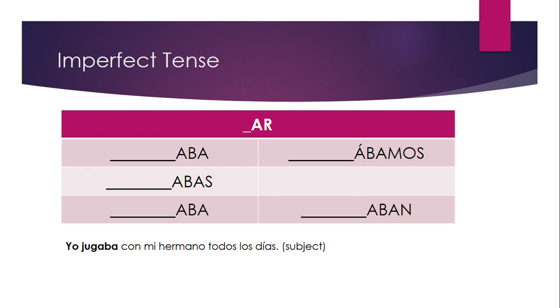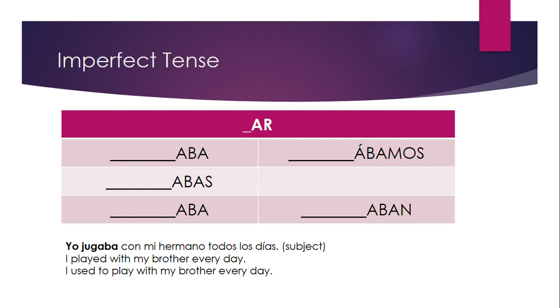Let's think about what this sentence can mean. Yo jugaba con mi hermano todos los días. One translation is, I played with my brother every day. Now, the every day lets us know that it was a repeated action, which is why we should be translating using the imperfect tense. Another way that we could translate this sentence is, I used to play with my brother every day. Both examples are perfect translations for this Spanish sentence. So make a note for yourself that imperfect can sound like played or used to play.